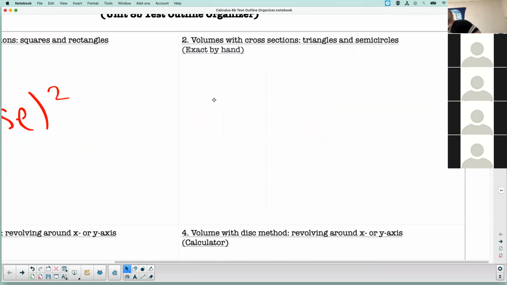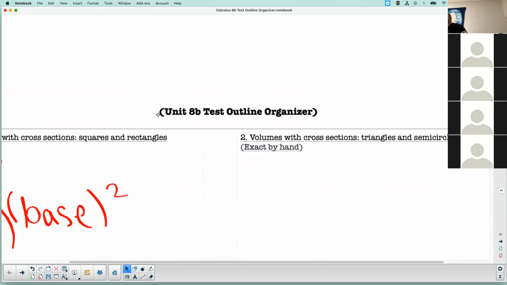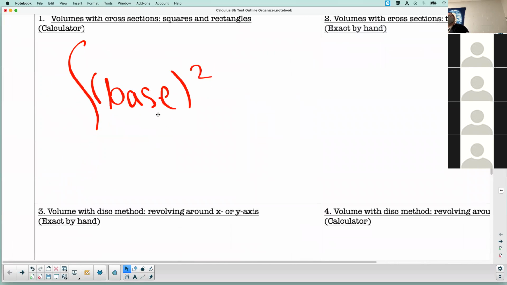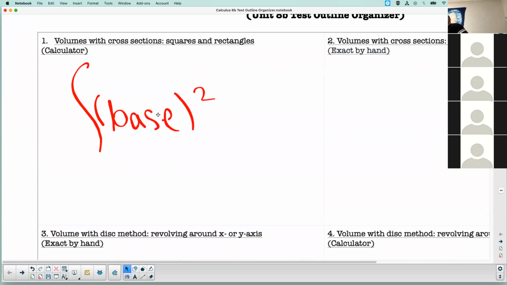God, I can't read that at all. Volumes with cross sections, triangles and semicircles. Okay, so I didn't mention anything about the one on number one where it said calculator. What is going on with that? This is going great today.